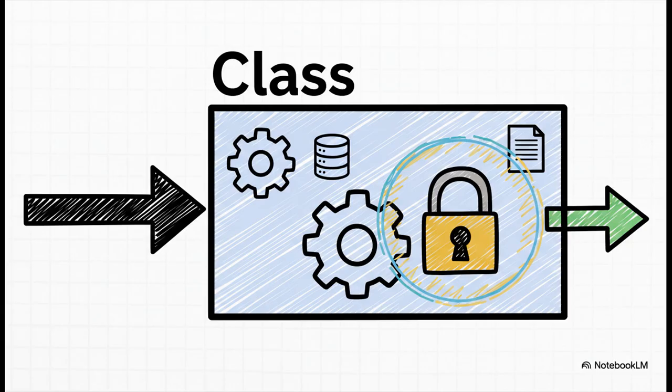And for the last piece of the puzzle, if we mark a property as private, that means it's locked down. It can only be accessed from inside its own class. This protects it from being messed with by some other part of your code. And that, my friends, is encapsulation.